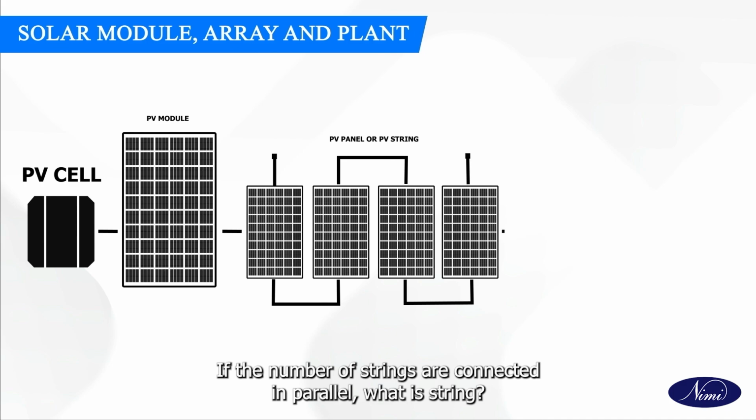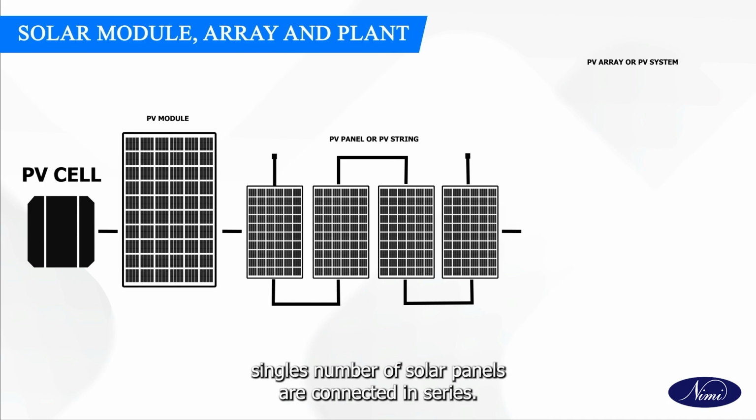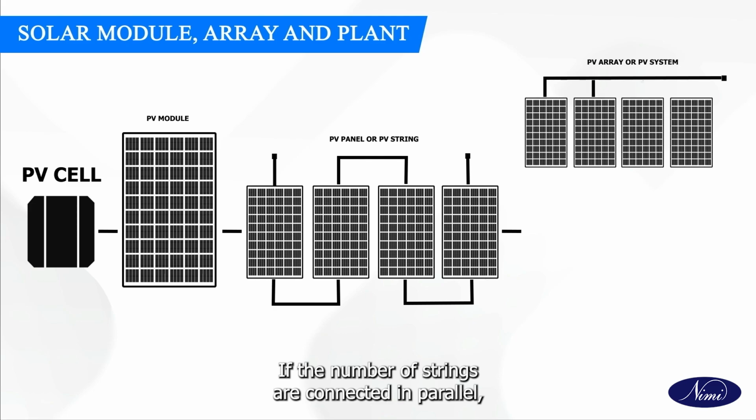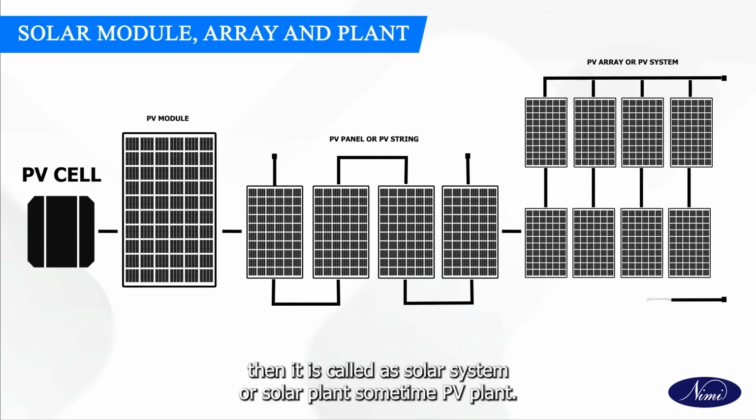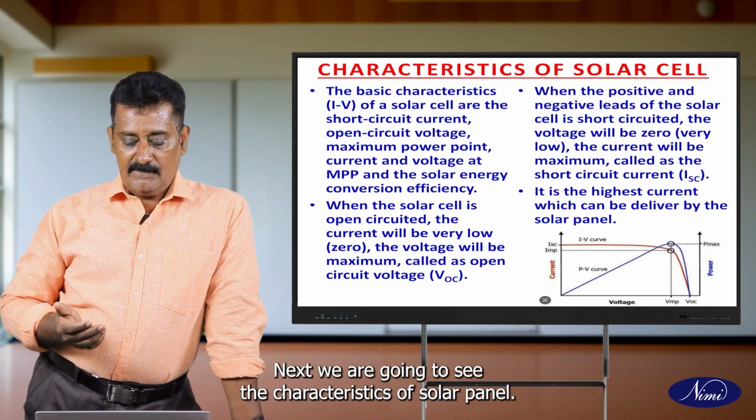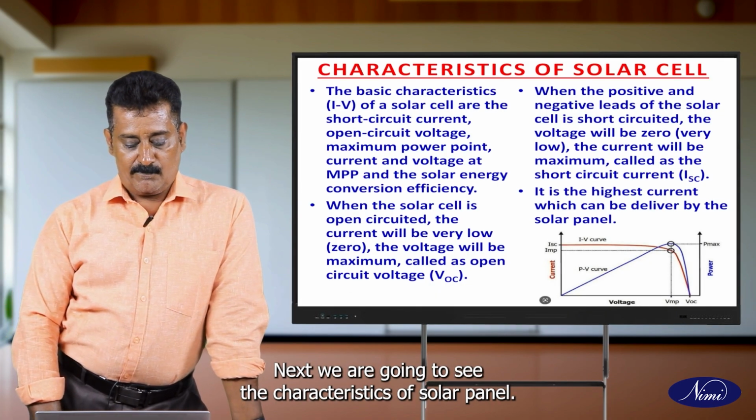If the number of strings are connected in parallel, what is a string? A string means a number of solar panels connected in series. If the number of strings are connected in parallel, then it is called a solar system or solar plant, sometimes a PV plant. Next, we are going to see the characteristics of the solar panel.